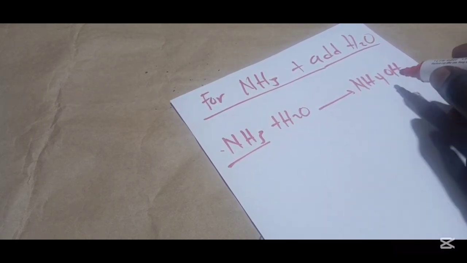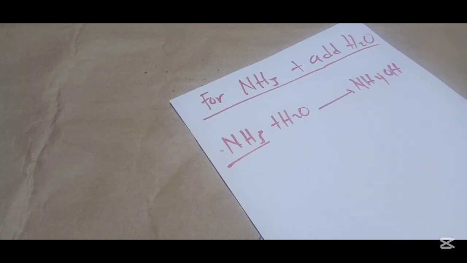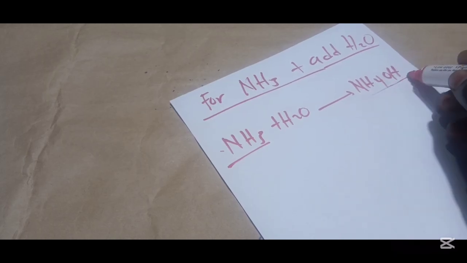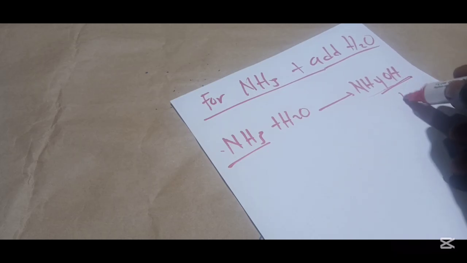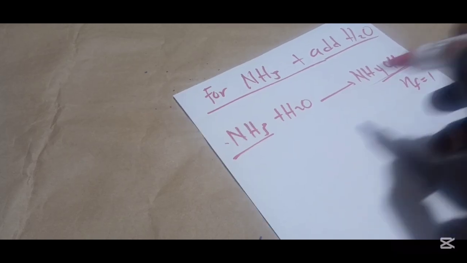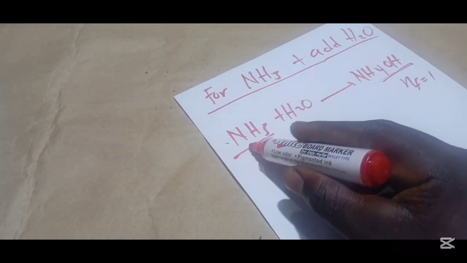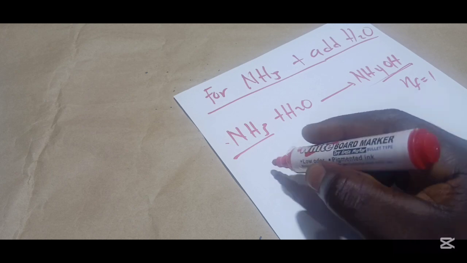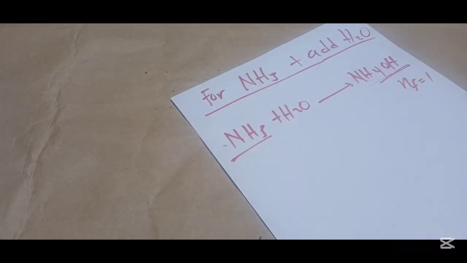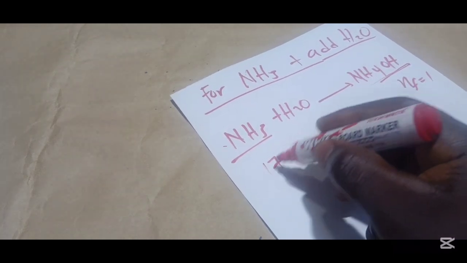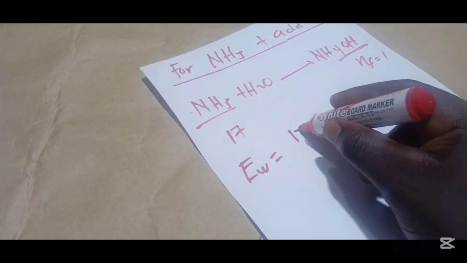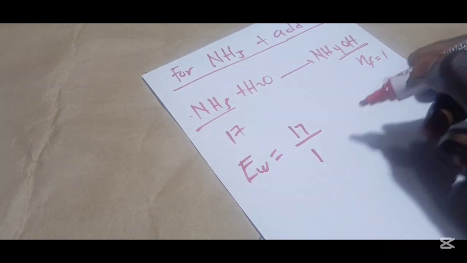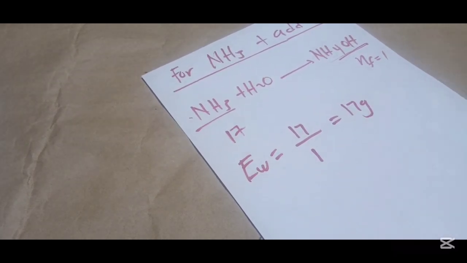Our n factor will come from the product here, which is the number of OH ions available that this can donate. So here we have our n factor equal to 1, right? But we are going to base on the molecular mass of NH3. We have the molecular mass of NH3 to be 17, right? So our equivalent weight is going to give us the molecular mass over the n factor, which is 1, which is going to give us 17 grams.